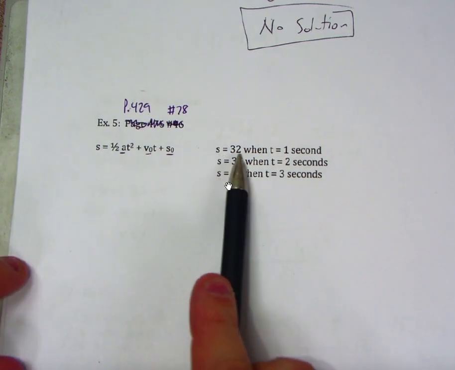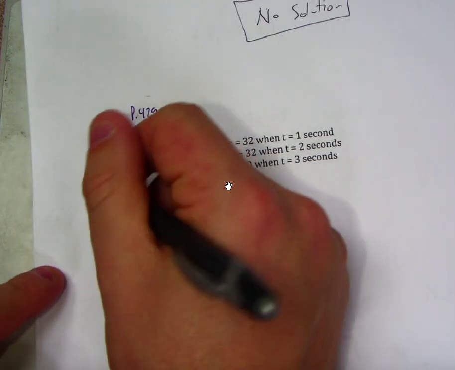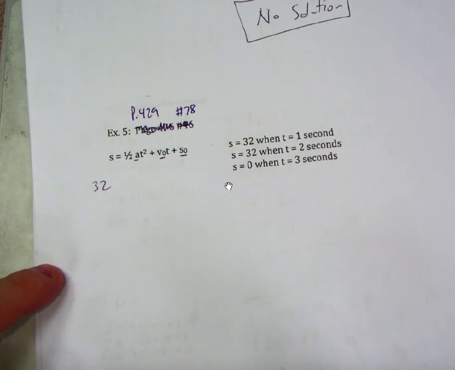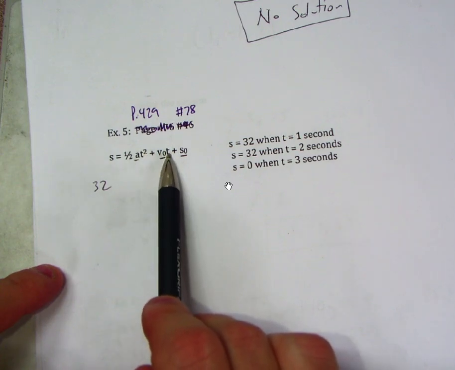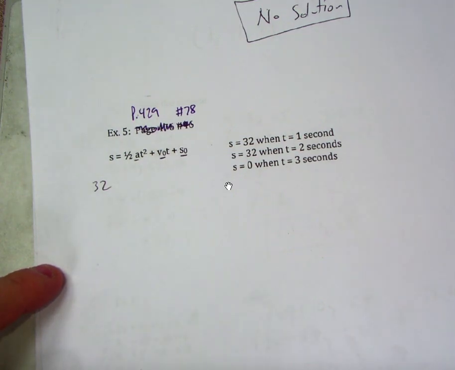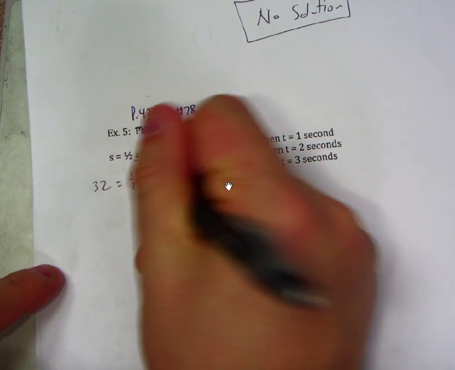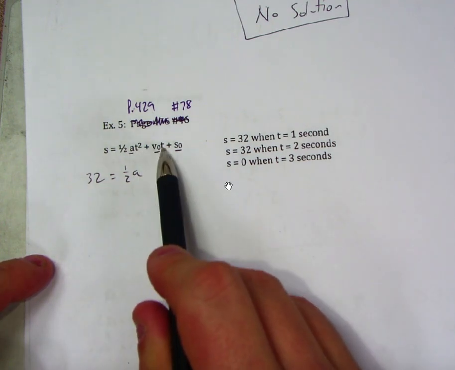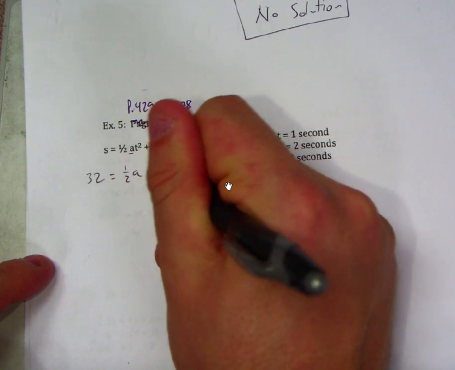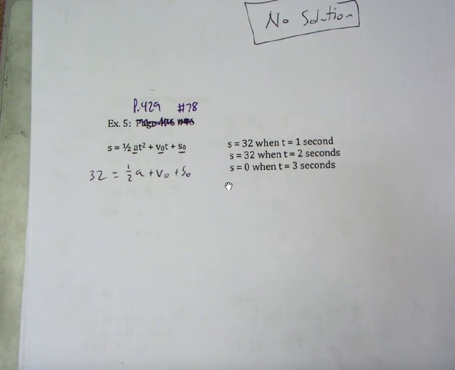So let's plug in scenario 1. S is 32 when T is 1. So let's plug 32 in for S, and then 1 in for T. So 1 squared is just 1 here, so really the T's are kind of gone. We put a 1 in place of them. So we have 1/2 A, because 1 squared is 1, so we don't even need to put it, plus 1 times V naught, so just V naught, plus S naught. So there's equation 1 from plugging in 32 for S and 1 for T.